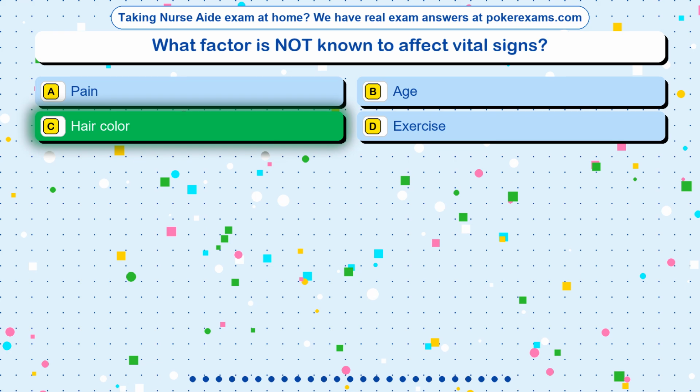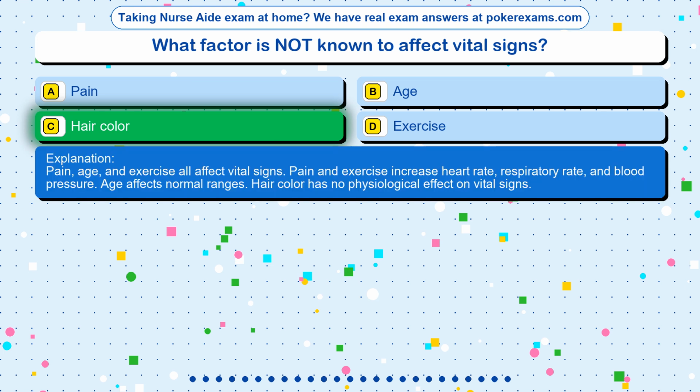The correct answer is option C. Hair color. Pain, age, and exercise all affect vital signs. Pain and exercise increase heart rate, respiratory rate, and blood pressure. Age affects normal ranges. Hair color has no physiological effect on vital signs.